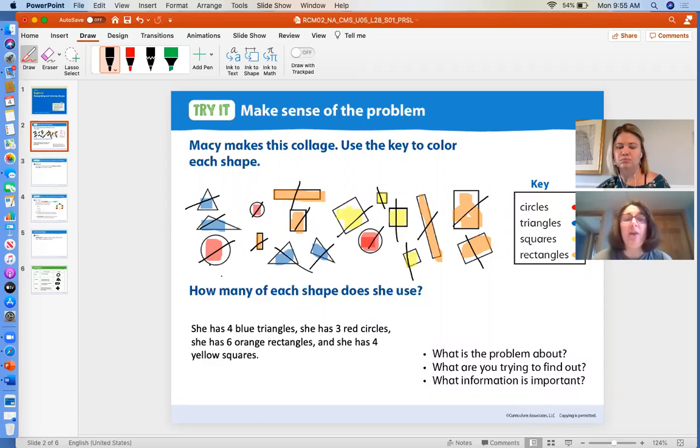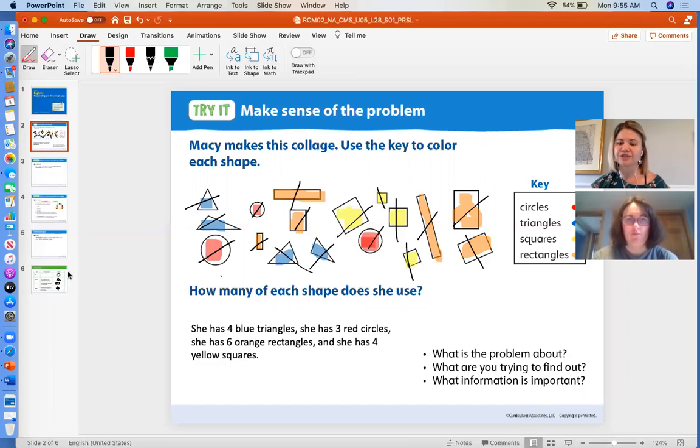Okay. And then we did circles, same way. They're red. We counted them 1, 2, 3. So we have 3 red circles. Crossed them out as we went so that we didn't confuse any and we didn't forget to count any either. When we got to rectangles, we did the exact same thing. We crossed them out. 1, 2, 3, 4, 5, 6. There were 6 orange rectangles. And then lastly, we had squares. 1, 2, 3, 4. There were 4 yellow squares.